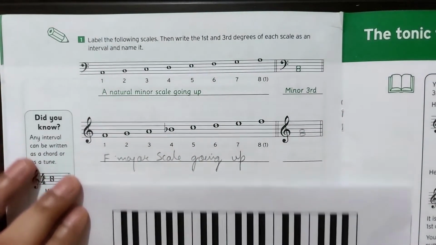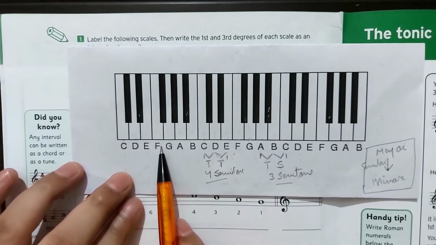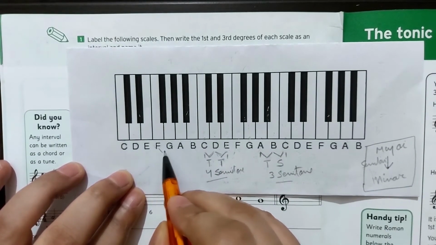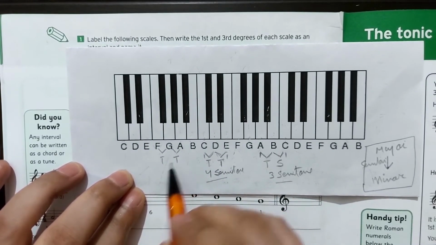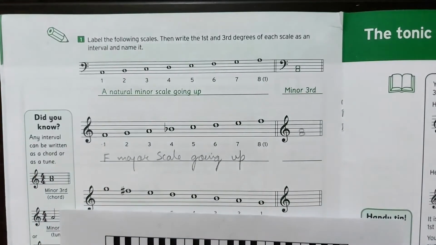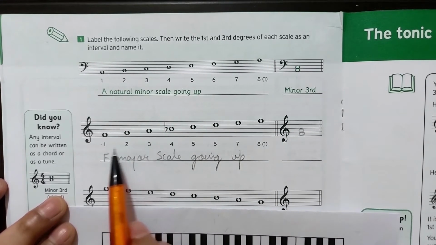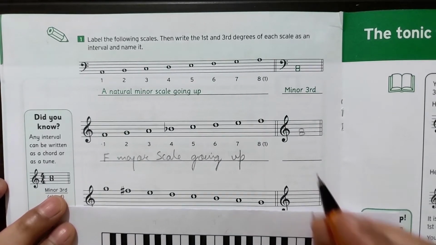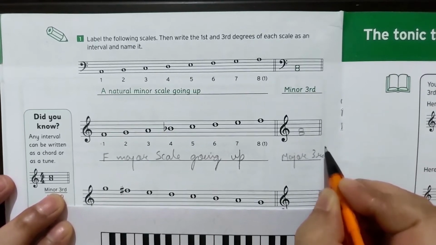Now let's mark the first degree and the third degree. Now let's see from F to F, G, A. From F to A, this distance is one tone, and G to A is also a tone. So we know this is a major third. And anyway we learned previously that any major scale has the first and the third note at the distance of a major third. So this is simple, we'll write major third.